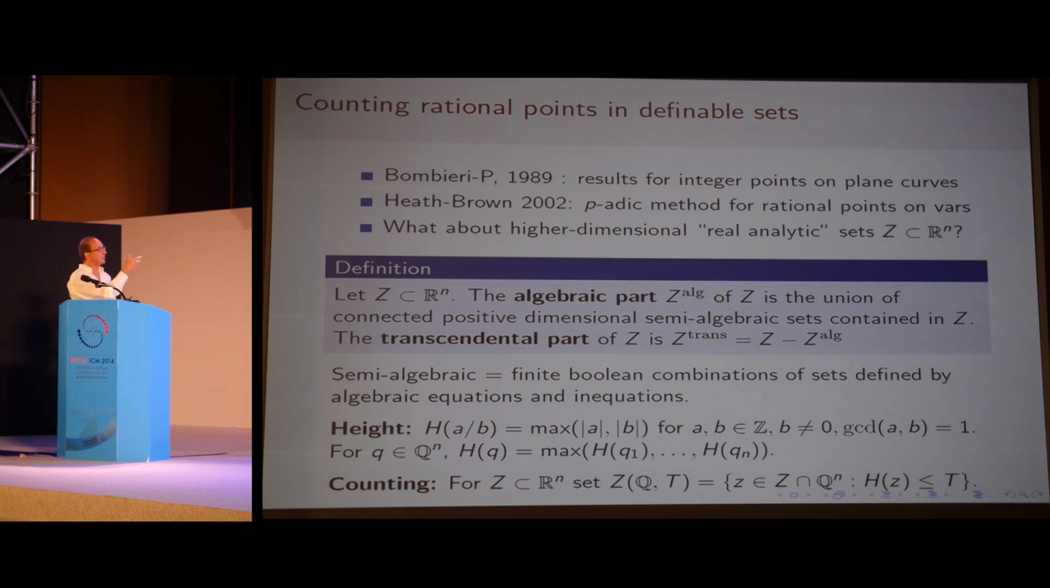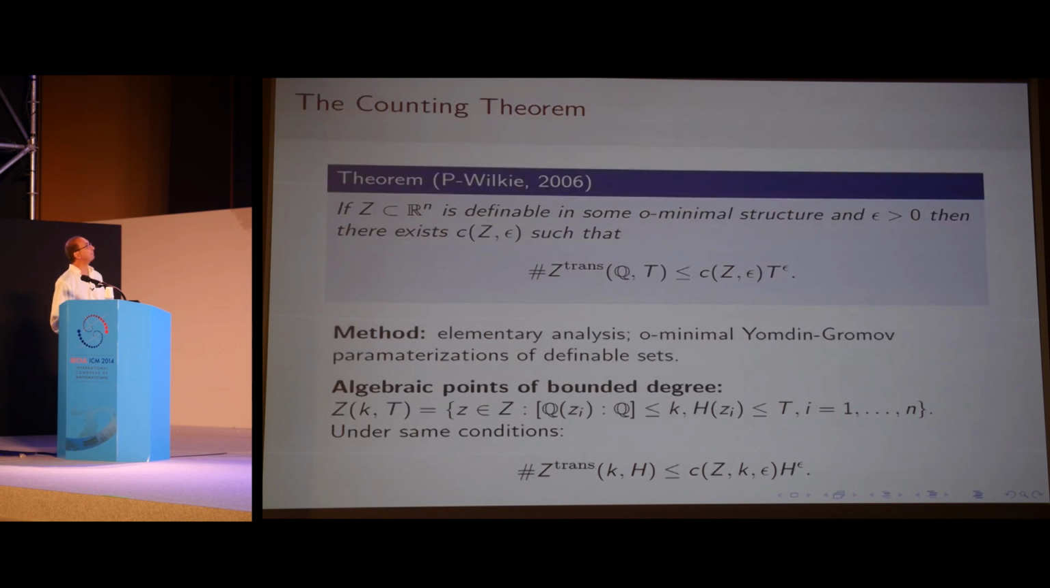And as before, rational numbers, we count them by their height. The height of a rational number is the maximum size of its numerator and denominator when it's written in lowest terms. And on an n-tuple, we just take the maximum height over the coordinates. So the basic result is then as shown.